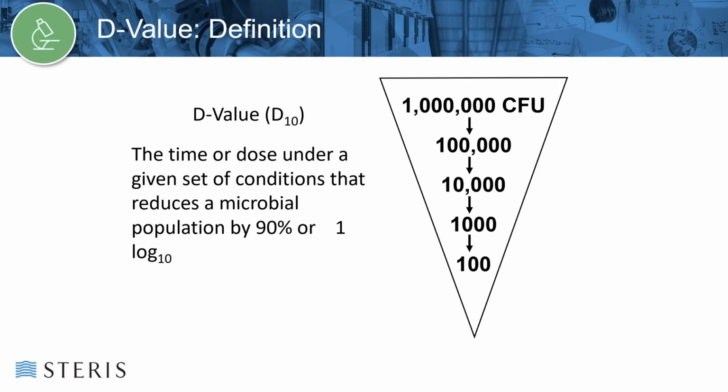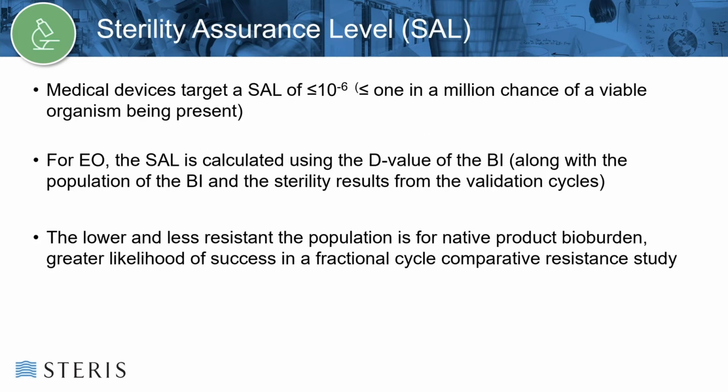So if we had a population of 1 million spores of a microorganism, the time and dose required to reduce the population to 100,000 colony forming units or spores would be the same time or dose required to reduce the population from 100,000 to 10,000, and the same time or dose to reduce the population from 1,000 to 100.